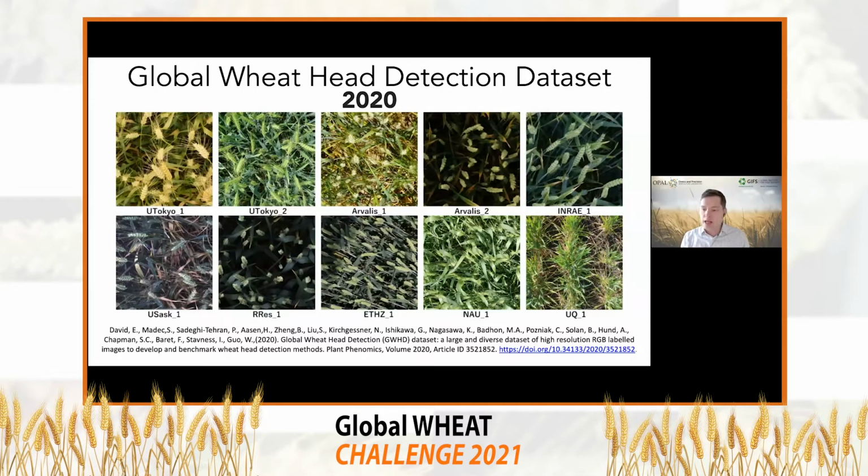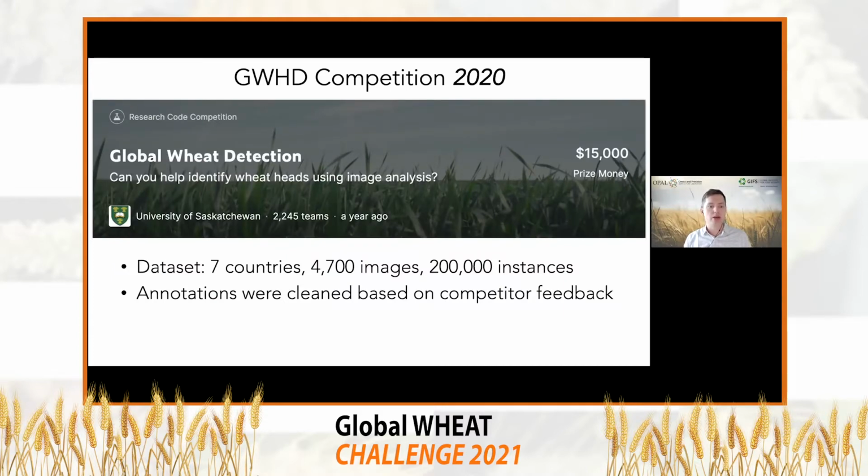And as you can see in these example images, there's substantial variation across different regions in the world due to the different genotypes of wheat that are used, the planting densities, the time of day or the time of season that the images are captured from different groups. And last year in 2020, we had the inaugural competition and the first version of the data set, which included data from 7 countries, almost 5,000 images, and just over 200,000 wheat head instances annotated on those images. And we had a very successful first competition.